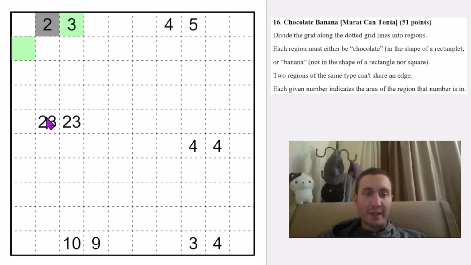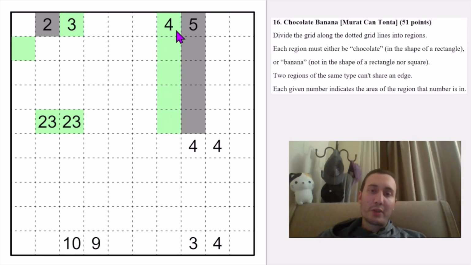In either case, this cell is part of a banana region. You can also easily determine the color of these 3s. They cannot be chocolates. They need to be 1 by 3. Then you can look at the 4 and 5s. As they are different values, they have to be opposite colors, either like this or this. But this way causes issues for the 4, because this has to be a 1 by 5, cannot extend to the right. So it has to take this.